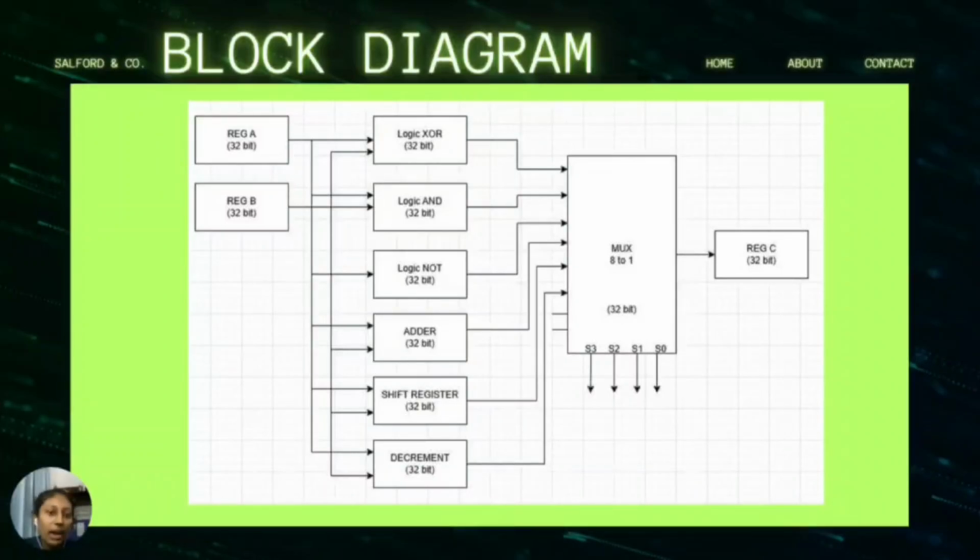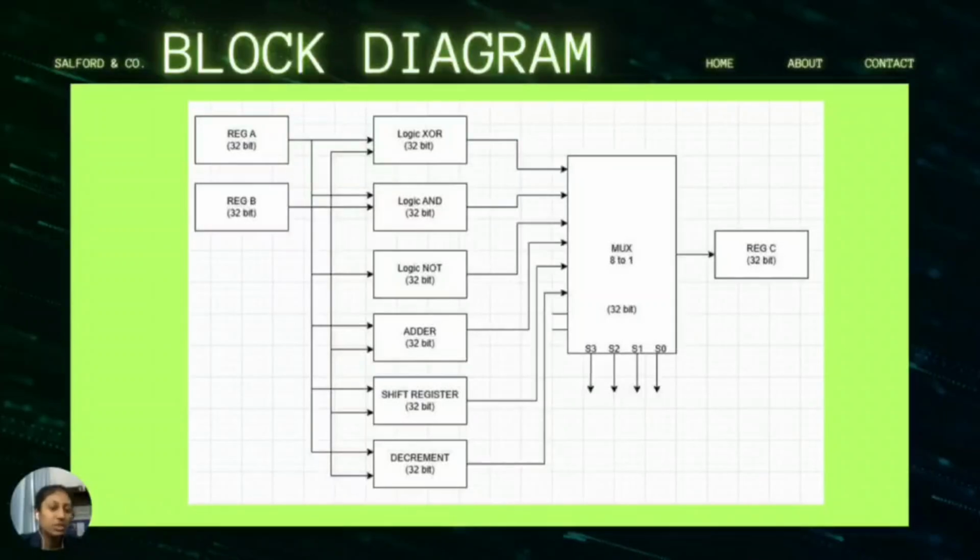Next, we have addition, which is a 32-bit adder that adds up the input from A and B. Next, we have a shift register, which shifts right by 1, a 32-bit shift right, and then a decrement of minus 1 of the 32-bit input. All of this goes into the 8 to 1 multiplexer.